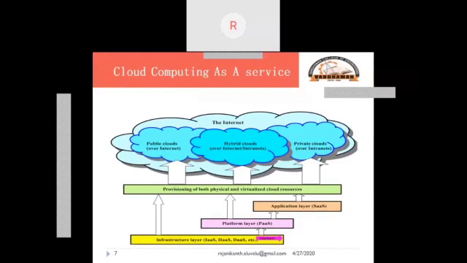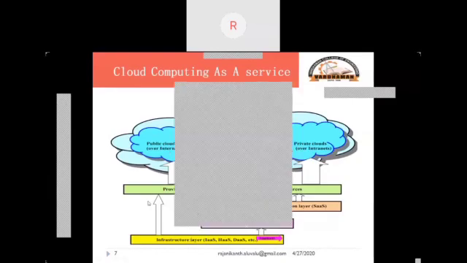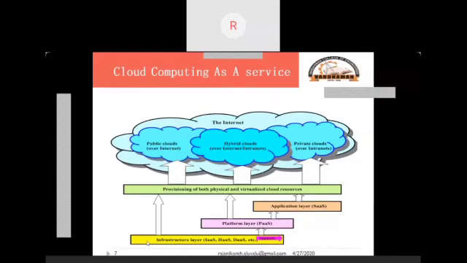Coming to the services, the foremost service is infrastructure as a service. Then the second kind of service is platform as a service. And the third type of service is software as a service. These are the major service models provided by cloud computing.